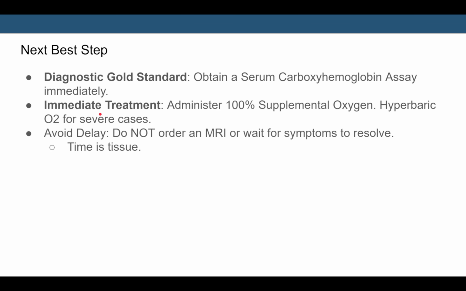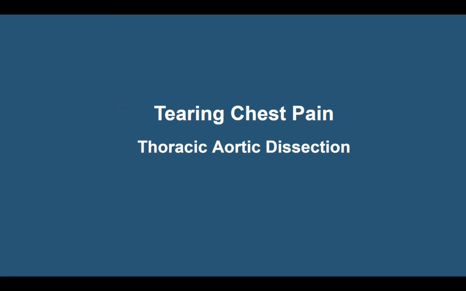And if the question says immediate treatment, you have to administer 100% supplemental oxygen, and if it's very severe, you can give hyperbaric oxygen therapy. You also have to avoid delay, so you should not order an MRI or wait for symptoms to resolve, because time here is going to be an issue, and the more time that passes, the more tissue will die.